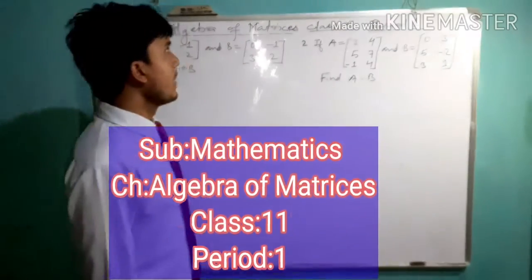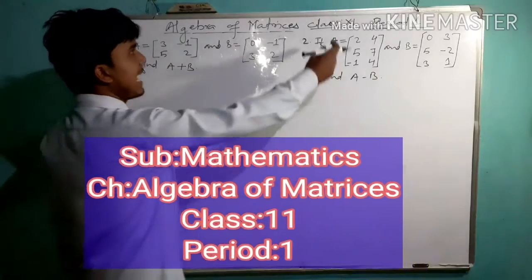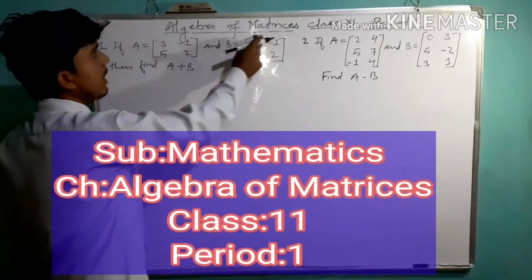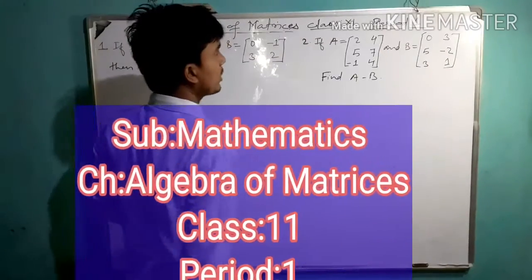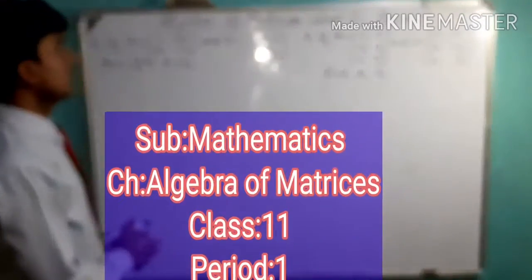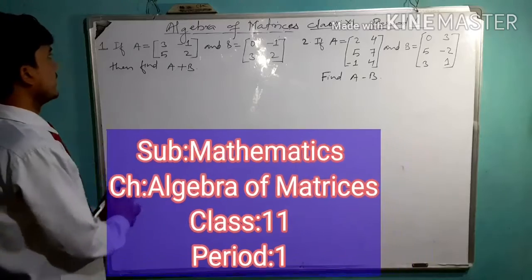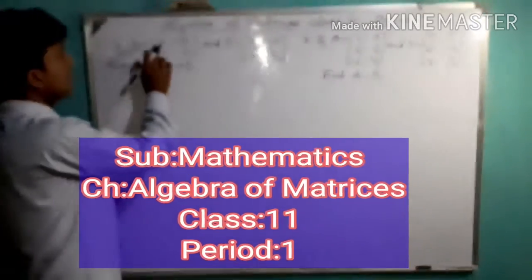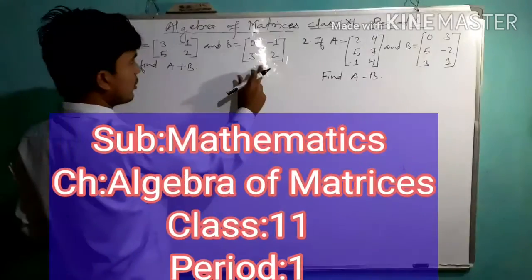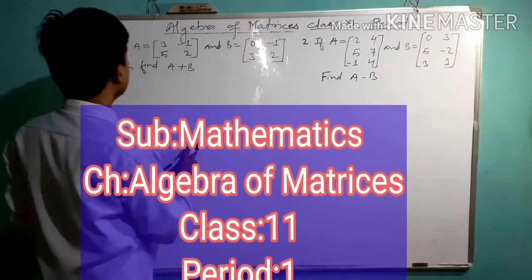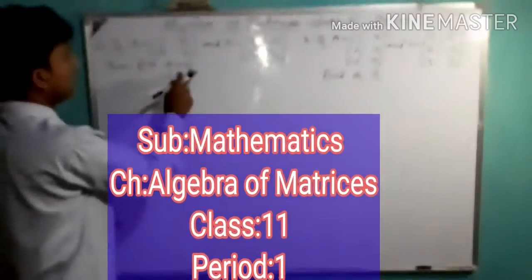Today I am going to start one of the new chapters for class 11 students. The chapter name is algebra of matrices, right? So this is the first period I am going to conduct based on this chapter. Here the first question I have taken: if A equals the elements of determinant A, this one, and elements of determinant B, this one, right? Then we are asked to find the value of A plus B.